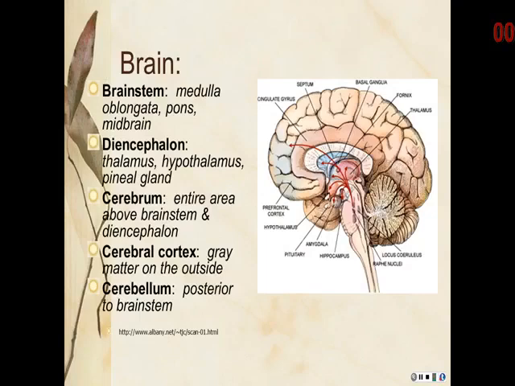There are 5 major divisions to the brain. The brainstem is at the base and consists of the medulla oblongata, the pons, and the midbrain. Just above the midbrain sits the diencephalon, composed of the thalamus, hypothalamus, and pineal gland. The entire area above the brainstem and diencephalon is the cerebrum. Around the outside of the cerebrum is the cerebral cortex made of gray matter. The cerebellum is located posterior to the brainstem.